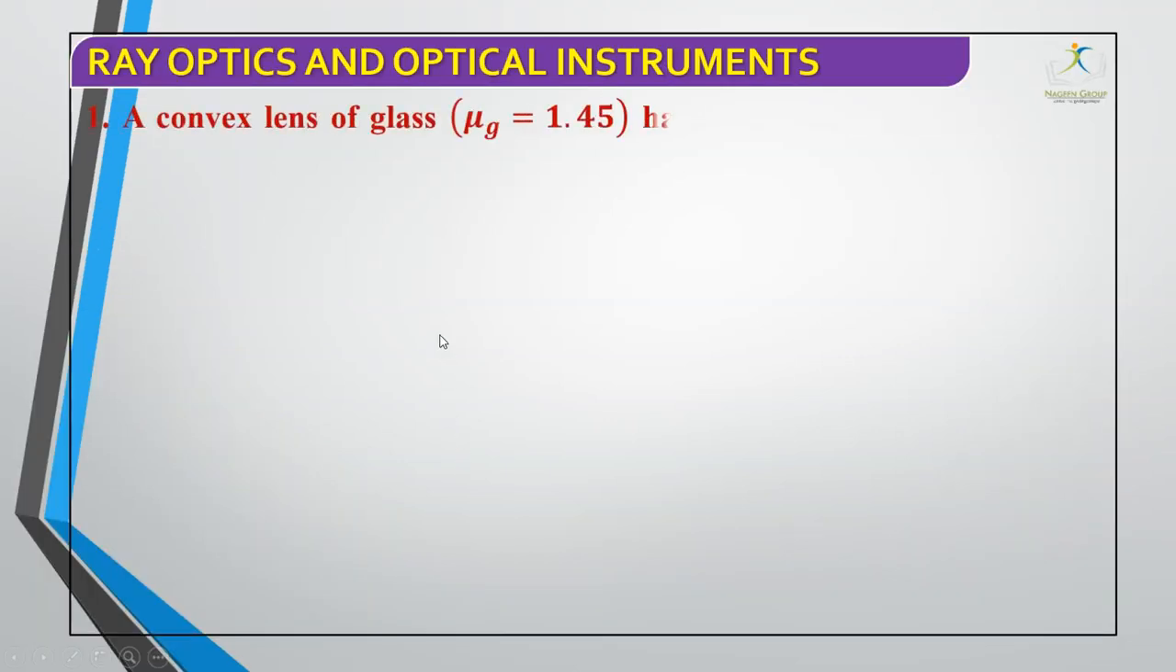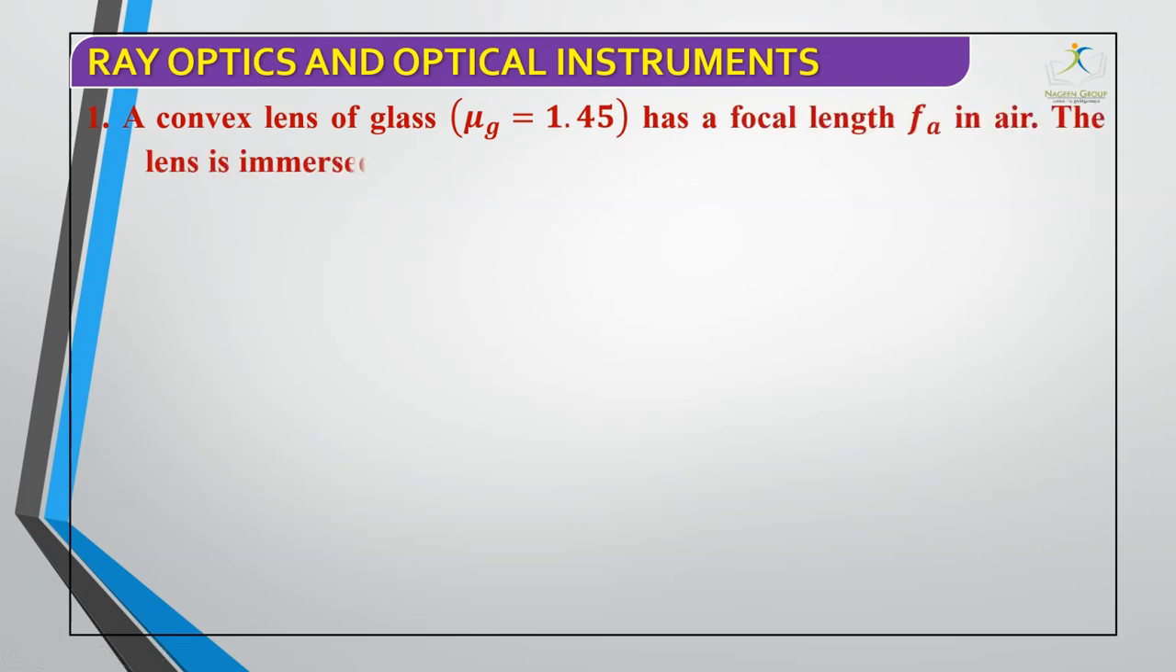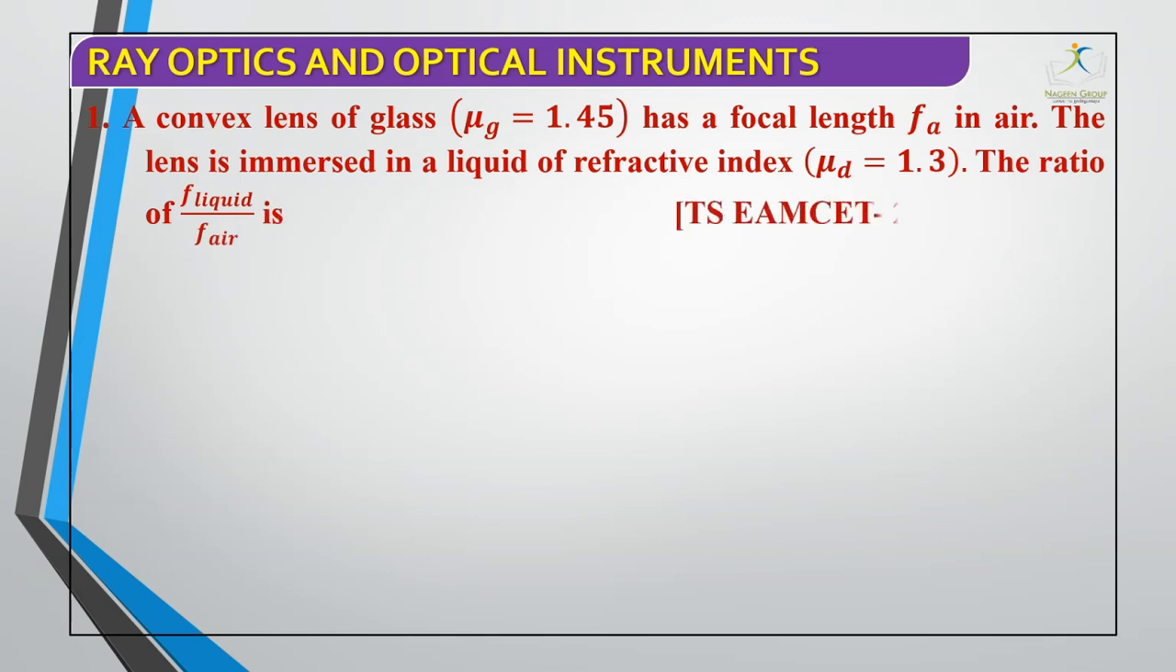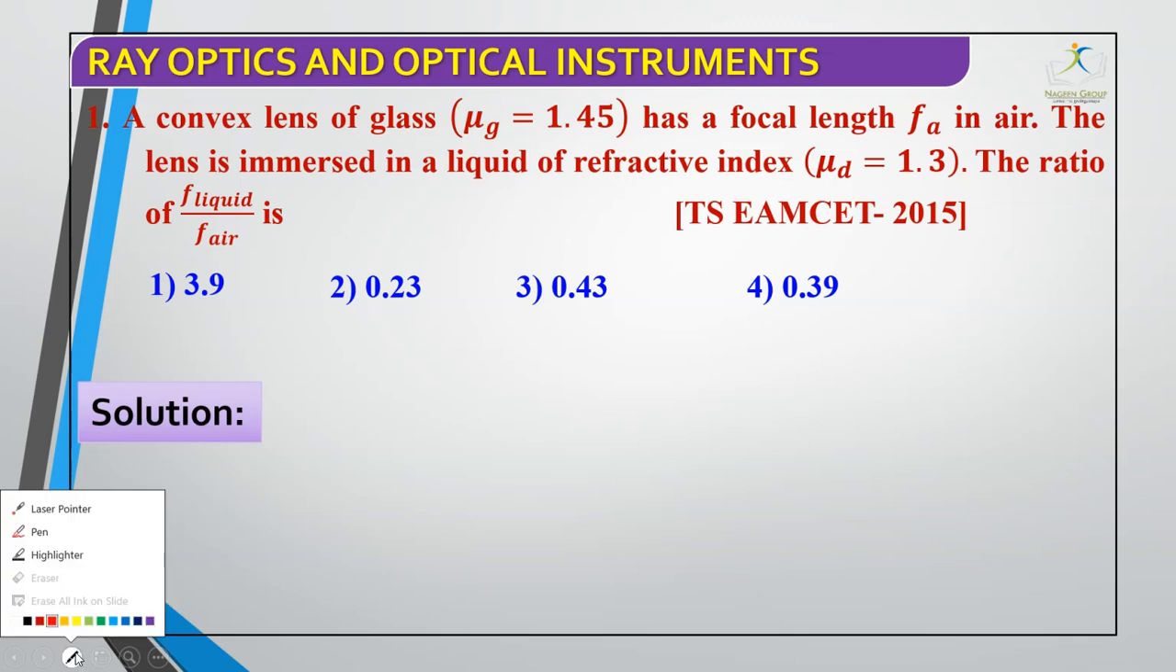The first question: a convex lens of glass, μg equals 1.45, has a focal length f_a in air. The lens is immersed in a liquid of refractive index μl equals 1.3. The ratio of f_liquid by f_air is, and we have the options 3.9, 0.23, 0.43, 0.39. Let's move to the solution part.